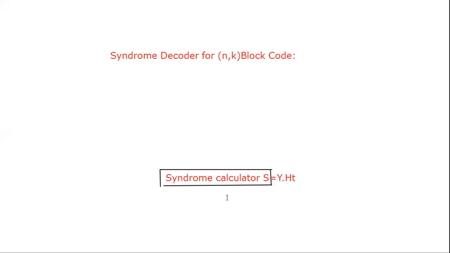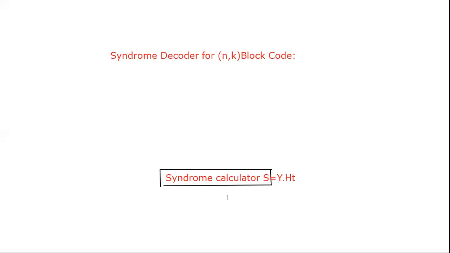Next, what is the next step after calculating the syndrome? Checking the syndrome against the columns of H transpose, which is the same as H. If it matches the ith column, the ith bit is in error. Hence you have to write the error vector.